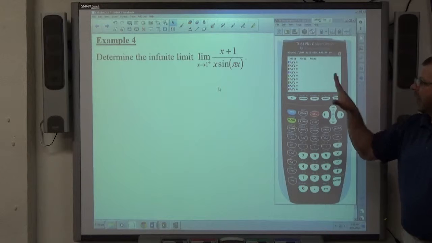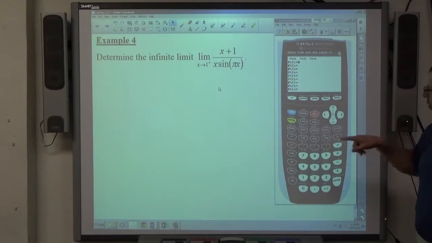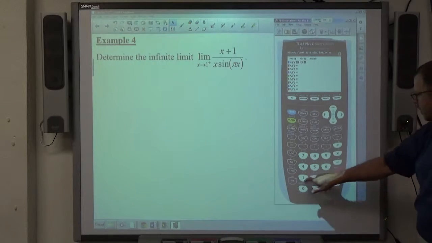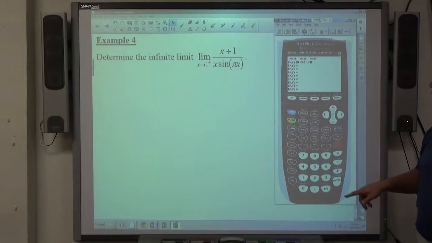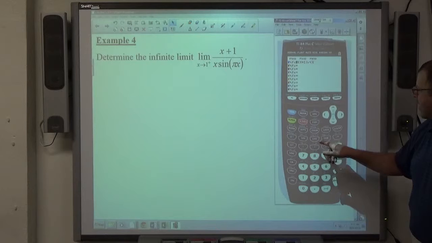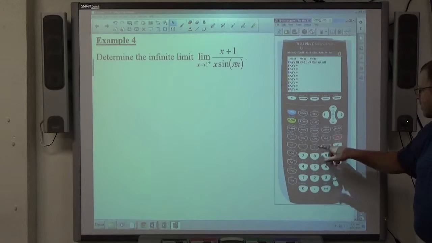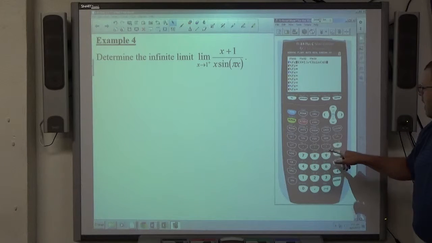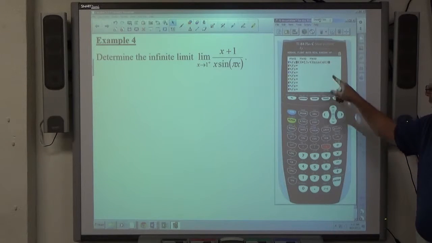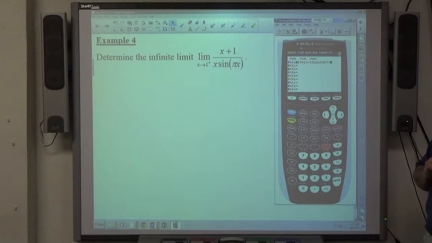Typing this in, again, be careful with rational structures. X plus 1's on top. Make sure we put x plus 1 in parentheses. Hit divided by, and then I'm going to put parentheses on the bottom. I'm going to do x sine. Notice it begins with parentheses for sine, then I type in pi x. End parentheses for the end of the sine structure, end parentheses for the end of the division.